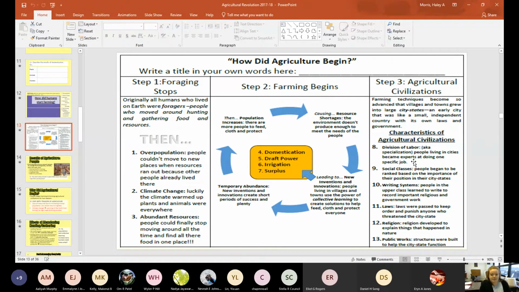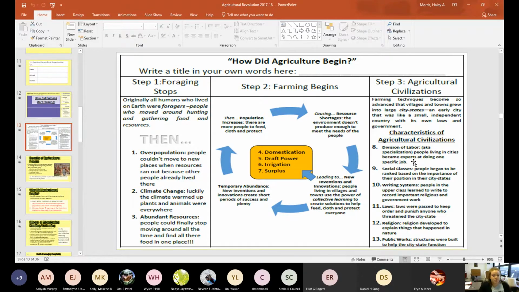Number 10 says writing systems. People in the upper class learn to record important religious and government work. So as a society, they need a way to record their history, right? A lot of the time back then, your history was your religious and government related work. So they developed writing systems to be able to record that information instead of just passing it by mouth. Laws were passed to keep order and punish anyone who threatened the city-state. So you start seeing laws. As society and civilizations grow, they come up with laws. That way their civilization can continue to grow in a productive manner.